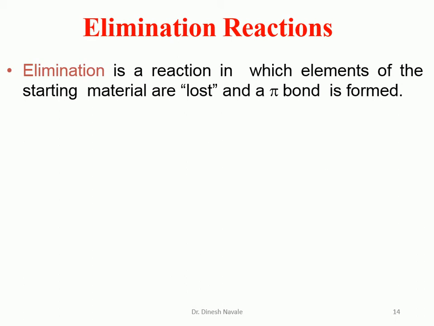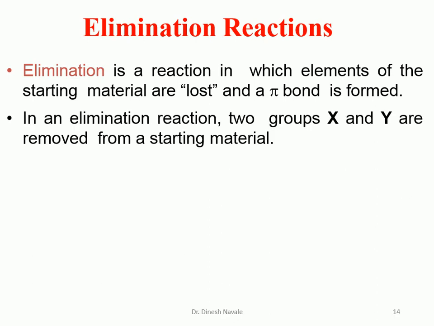So that means overall a sigma bond is going to break and there is a formation of the pi bond inside the product. A group is going to be completely removed from the starting material, or the group of atoms are going to be completely removed or eliminated from the starting material. So that's why it is called an elimination reaction. In elimination reaction, two groups X and Y are removed from the starting material.